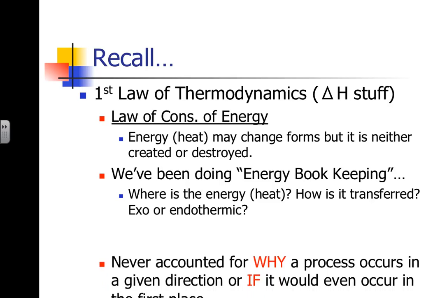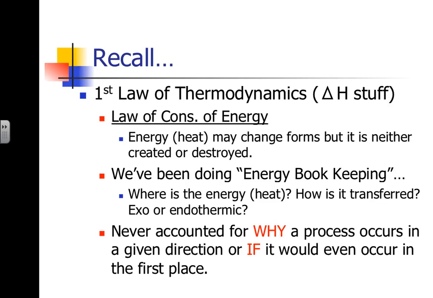And you continue on. The issue here is we have never accounted for why a process would happen. And when I say process, I mean chemical reaction. We haven't accounted for why it would happen in a given direction, as in towards the products or maybe in the reverse direction towards the reactants. And we haven't even really accounted for if it would even occur in the first place. Because we've talked before about how reactions aren't all created equal. One may be a lickety-split, super fast reaction, and one may be a little snail of a thing that barely gets anything going.